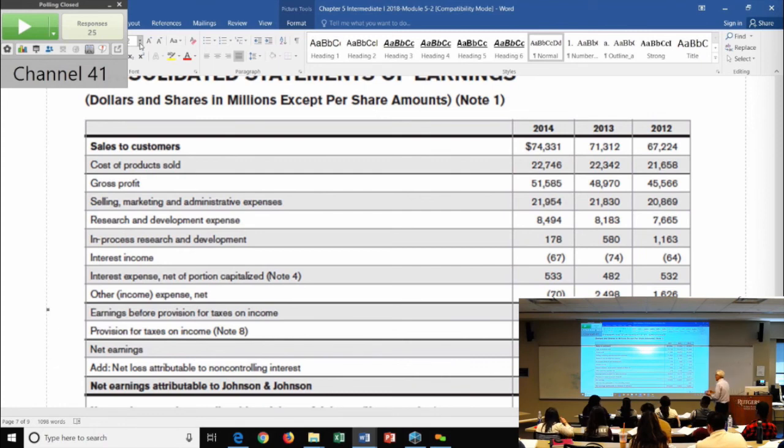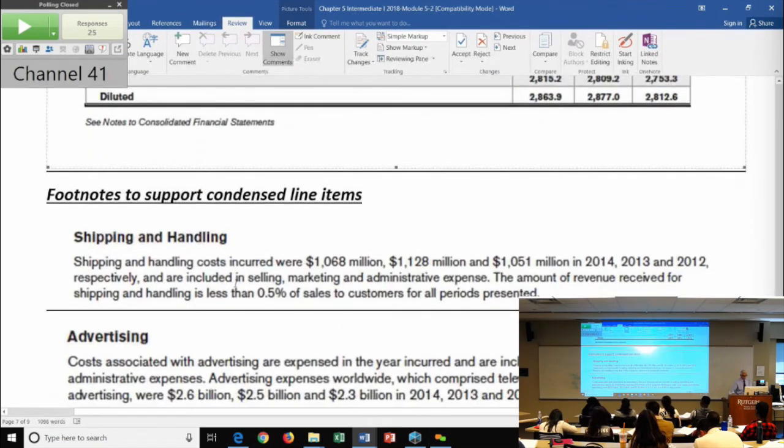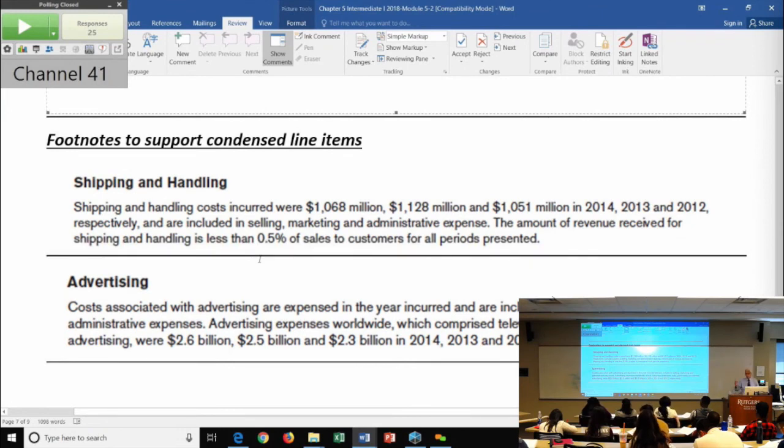It's only about 10 lines if you exclude the earnings per share, and then they show you the details down on the bottom. So in the footnotes to the financials, you'll get details as to what is in the administrative expenses, what's in shipping and handling, what's included in advertising. So whether you've got a single step or a multi-step, you can use a condensed statement. Instead of listing all of your SG&A expense, you can list just the word SG&A and then show the details in the footnotes.